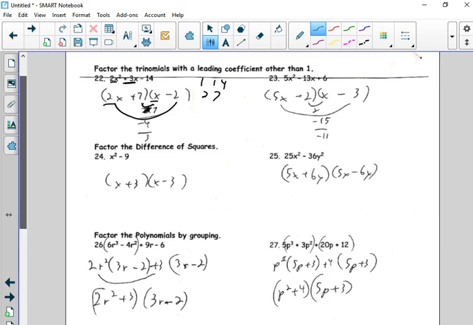Over here, the only way you get 5 is 5 and 1. That's easy. 6, there's not many options. 1 and 6, 2 and 3. Again, if you would have done it backwards and put the 3 here and 2 here, well, then you would have gotten 3 and negative 10. And those do not give you 13. But 15 and 2 do. And since this is negative, you want it negative 15 and positive 2.